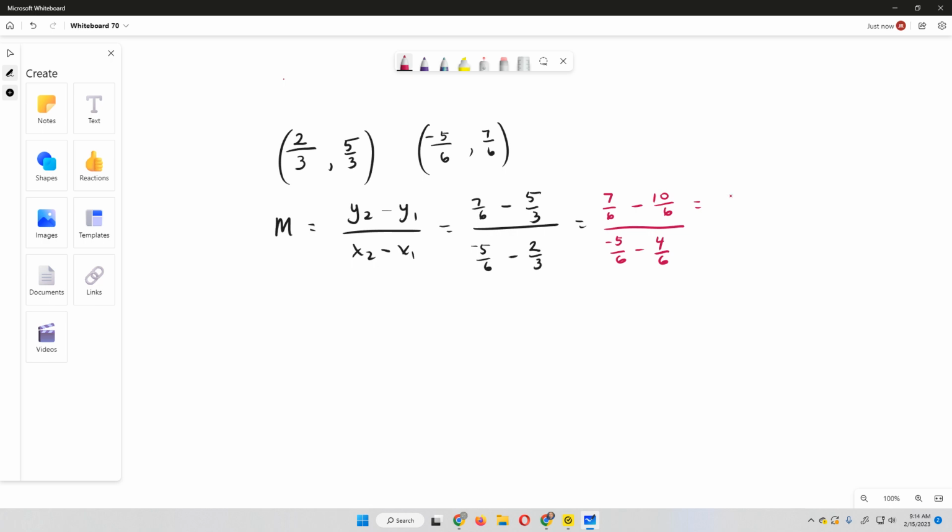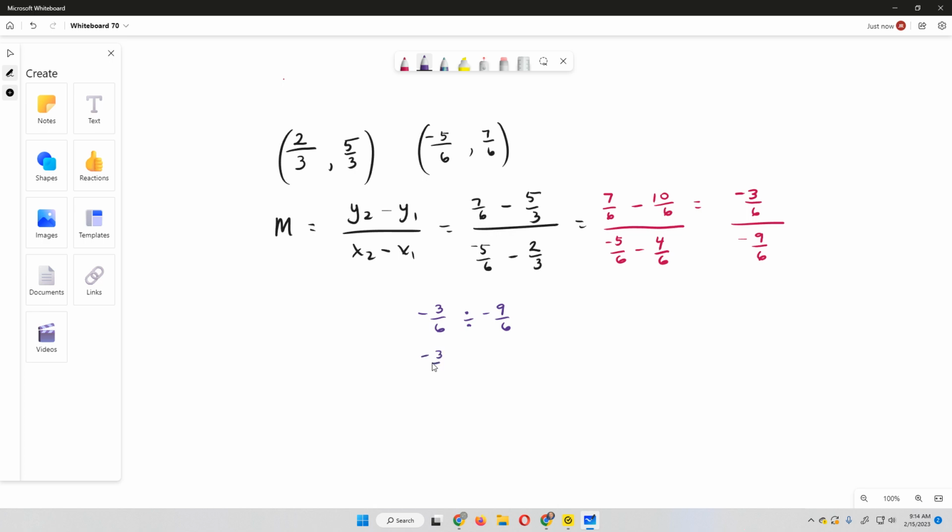So we're going to work this out. 7/6 minus 10/6 gives me -3/6, and then we have -5/6 minus 4/6. That's going to be -9/6. Now, at this point, you might be tempted to simplify these fractions and then see what you've got. But instead, let's follow the process for dividing fractions and see if something simplifies out, making it easier. So we have -3/6 divided by -9/6. That's this turned into a division problem.